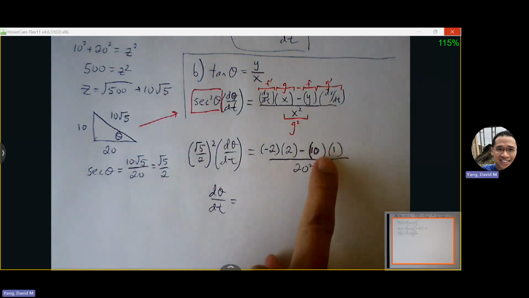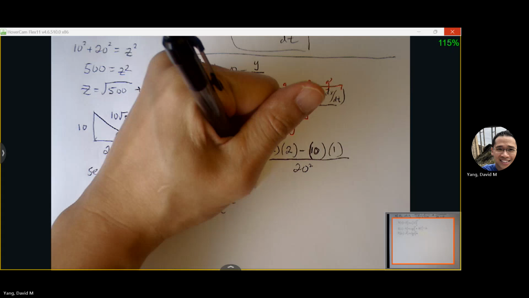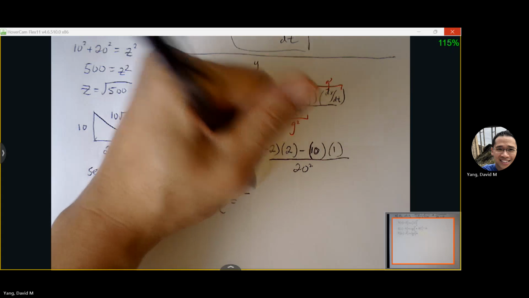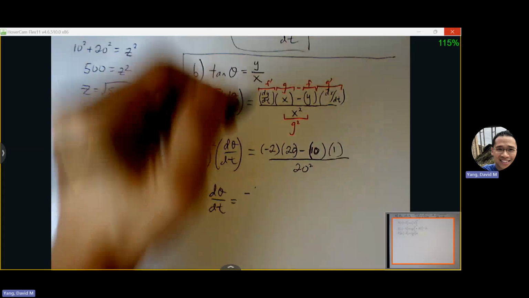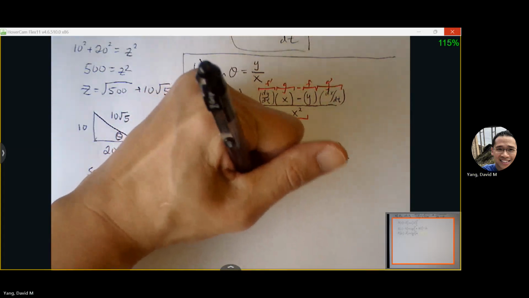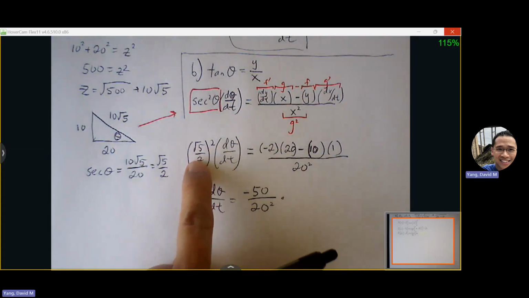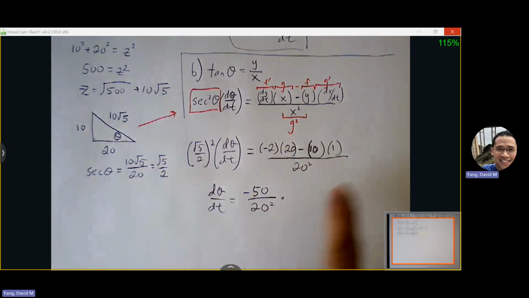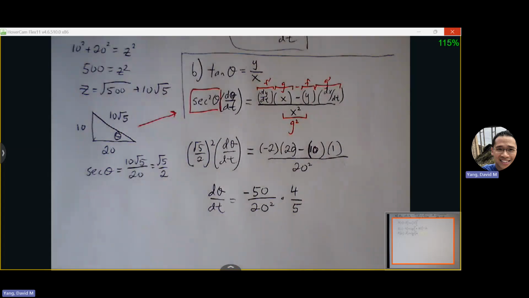So 4 minus 10. Oops, sorry. X is 20, not 2. 40 minus 10, negative 50. And this gets me 5 over 4, which if I divide it, or multiply by the reciprocal, gives me 4 over 5. And the rest I can just put in the calculator here.